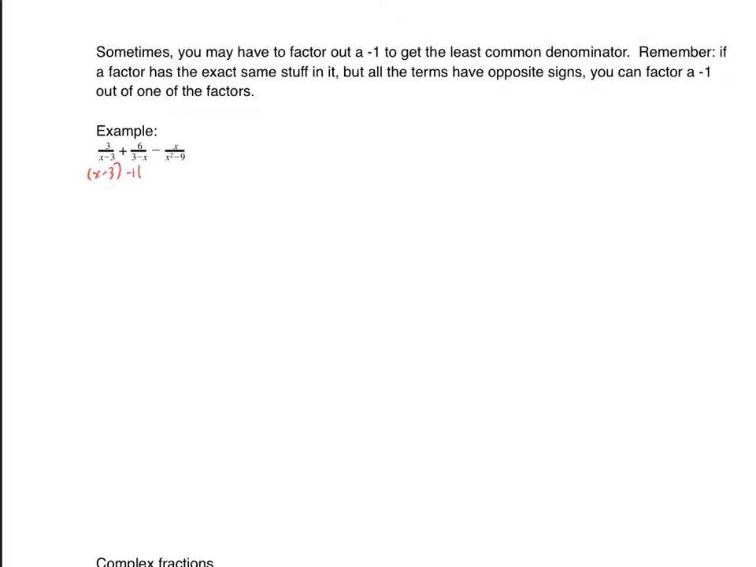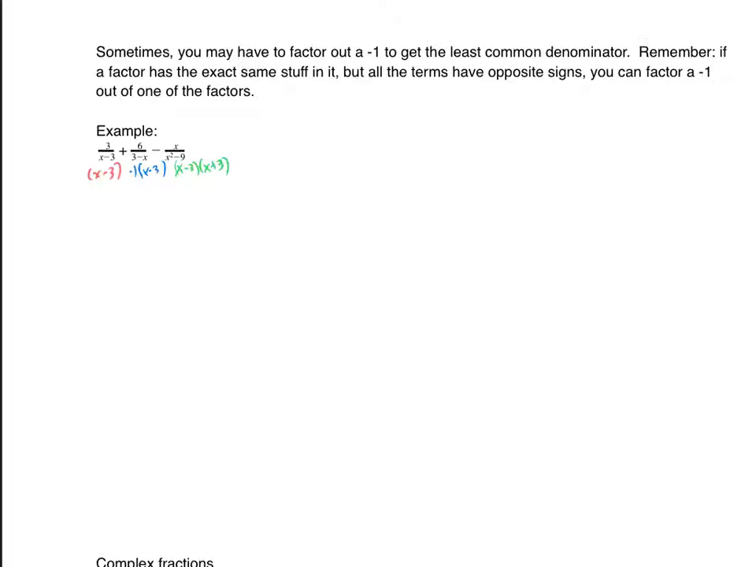Let me change colors so it's clear it's a different denominator. I'm going to factor a -1 out of it, and that would make that an x minus 3. And then I'm going to factor the x squared minus 9, which is x minus 3 times x plus 3.